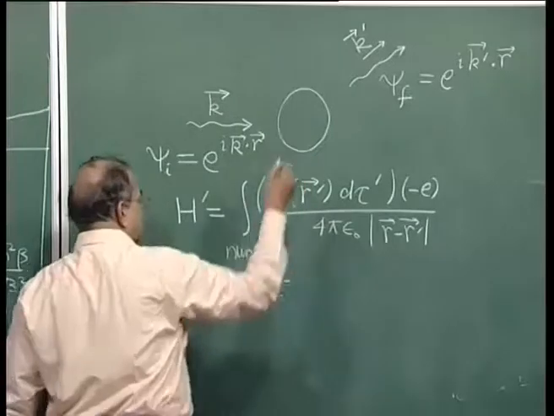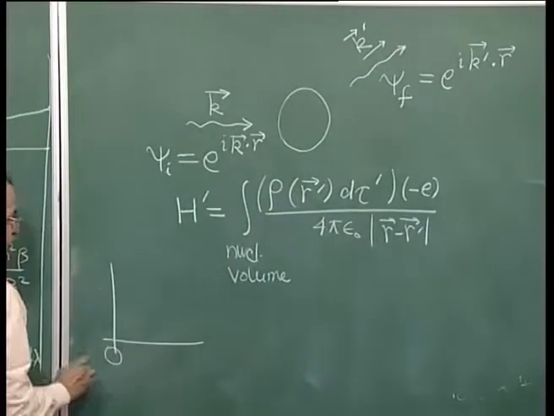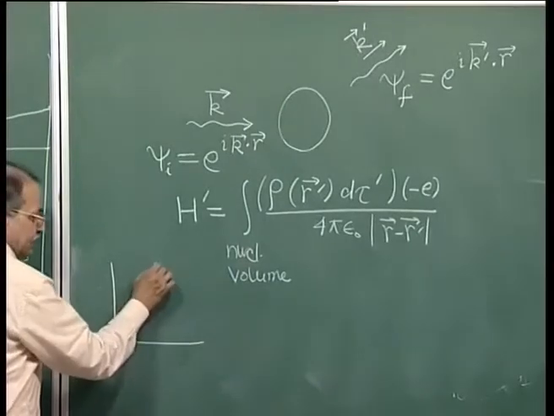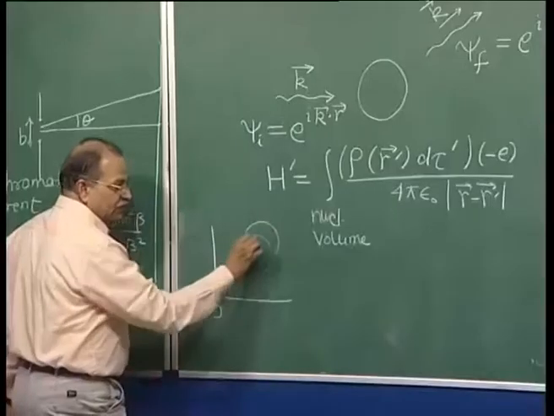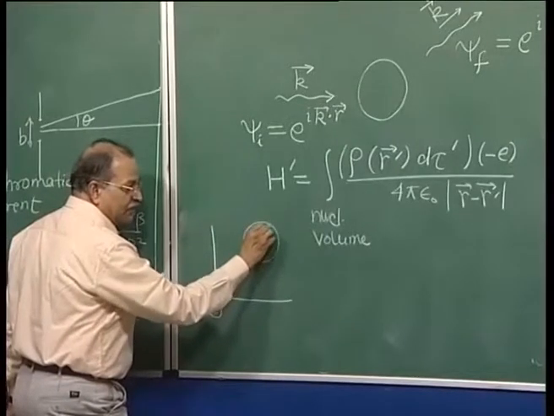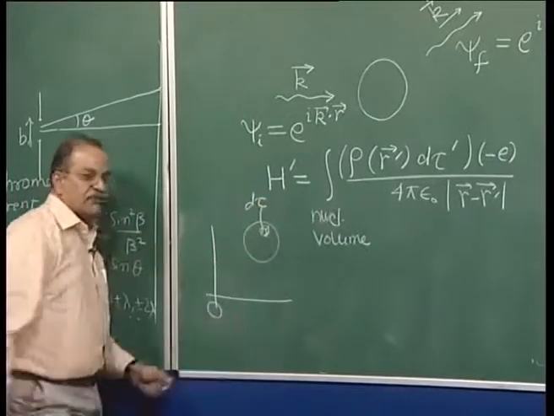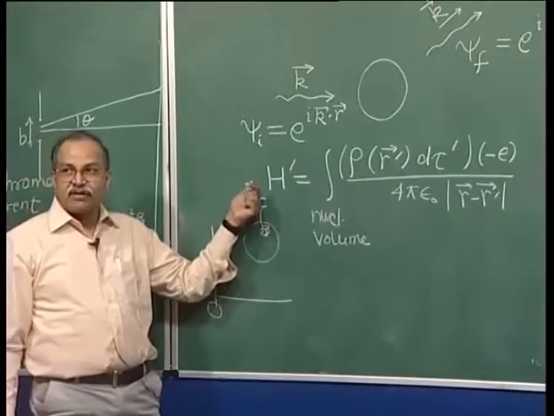So, let me draw it here. If you have your origin here, and this is the nucleus, this is the nuclear volume, and you take a small volume element, this I am writing as d tau. So, this will be our symbol. d tau is for volume.